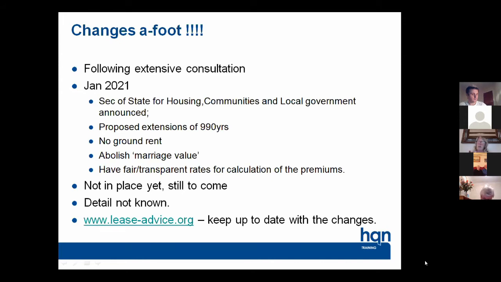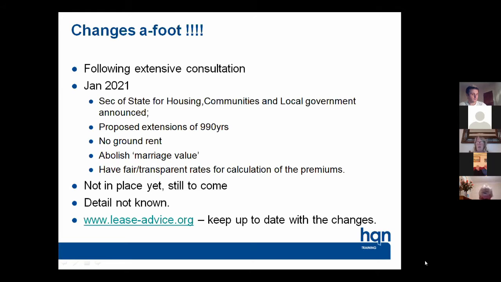But in order to keep abreast of those changes and the conversation, whether it's likely to be next week, next month, next year, keep an eye on the Leasehold Advisory Service website, leaseadvice.org.